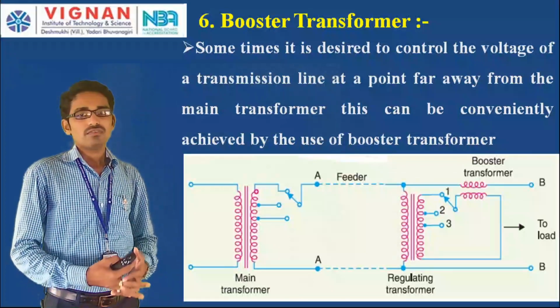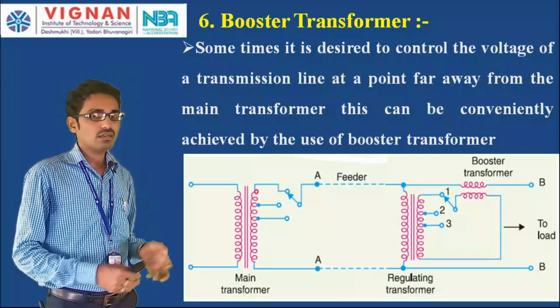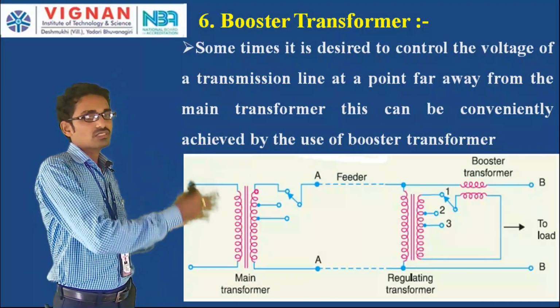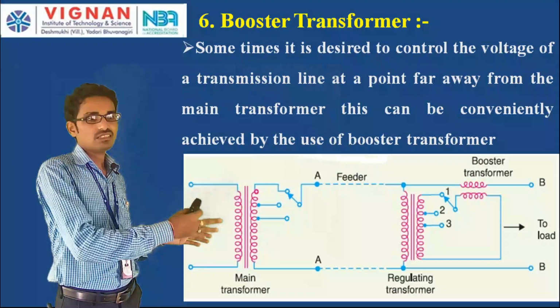So here, how is the voltage going to change? The voltage change happens as follows: there is a main transformer, and this main transformer's tappings are going to be changed. How much voltage do we need to change?